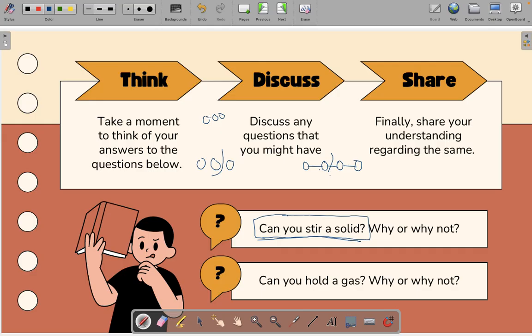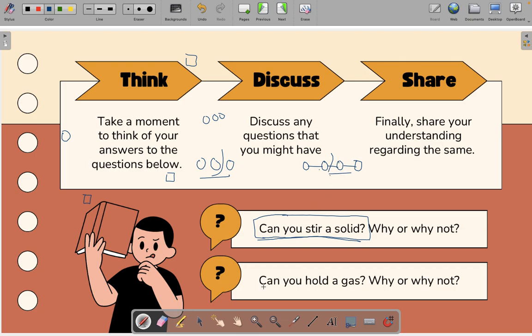But if you look at a gas and try to stir, there is almost negligible resistance because the particles of gas are very widely spaced. Say one particle is here, another particle can be here, another here and here. So it is very easy to stir a gas, relatively easier for a liquid and very difficult for a solid.